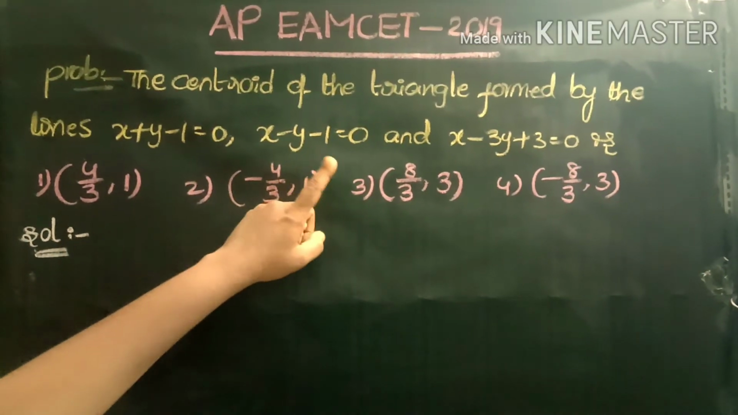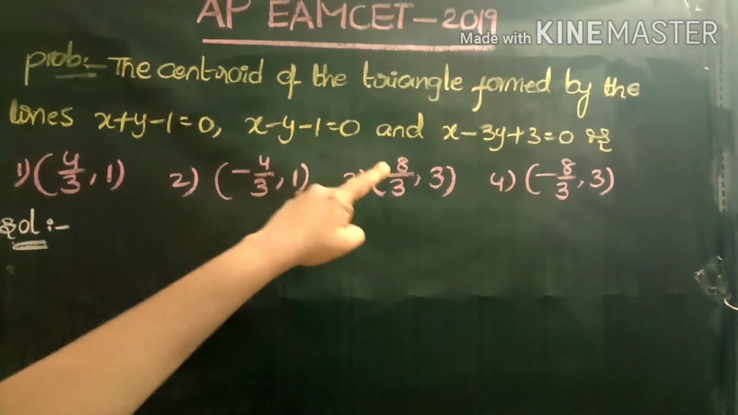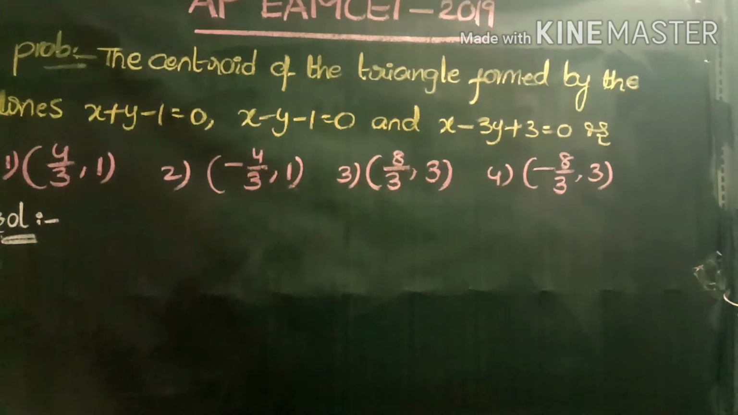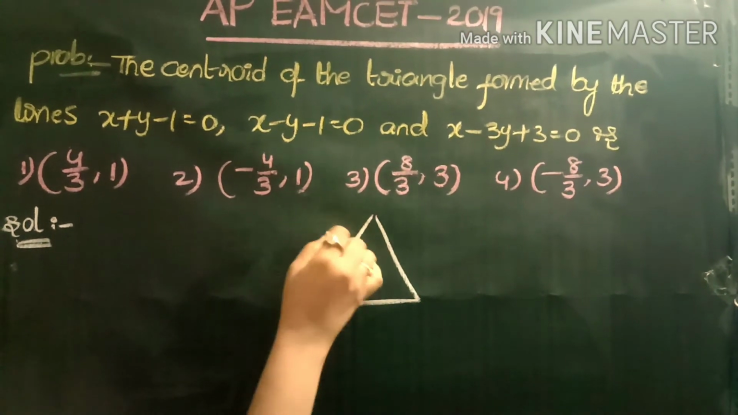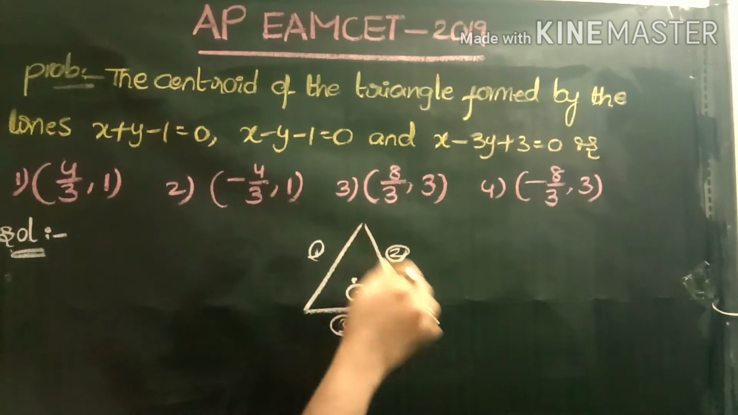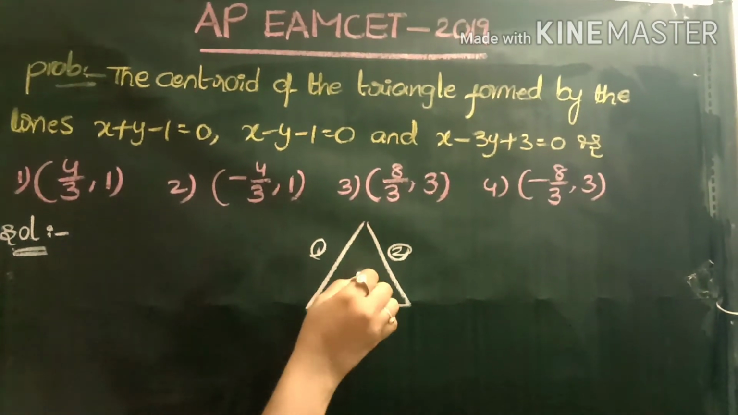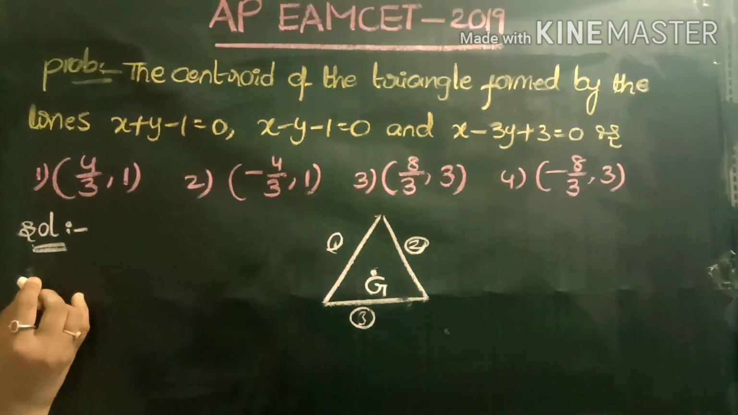The centroid of the triangle formed by the lines x plus y minus 1 equal to 0, x minus y minus 1 equal to 0 and x minus 3y plus 3 equal to 0. Three lines are given, the first line, second line, third line. Now what is the centroid of the triangle formed by these three lines? To find the centroid point, we first find the points of intersection of the lines.